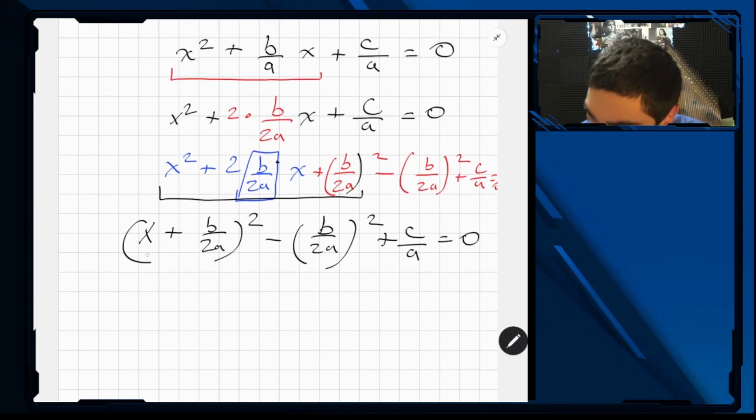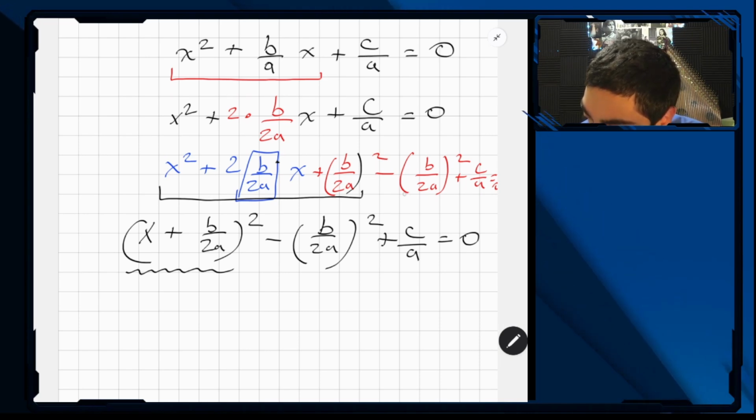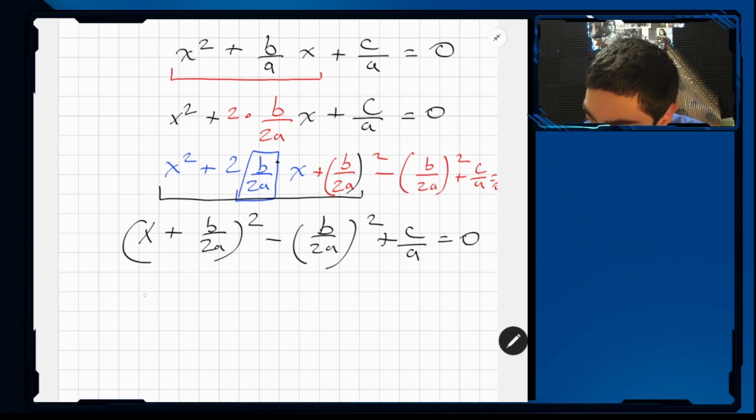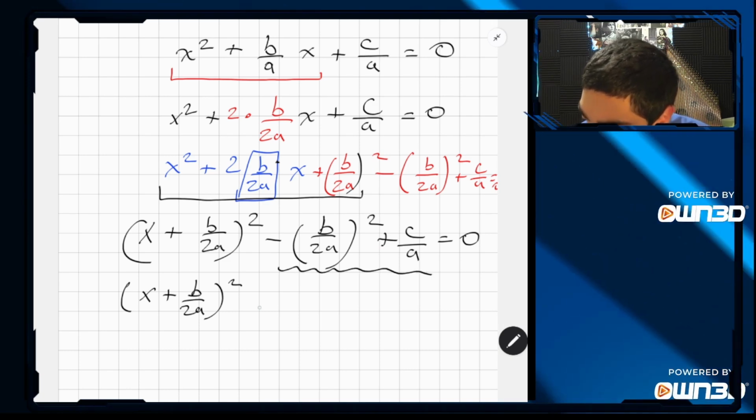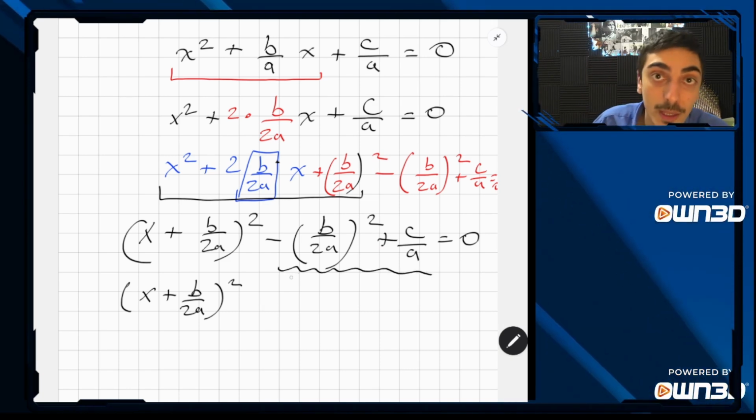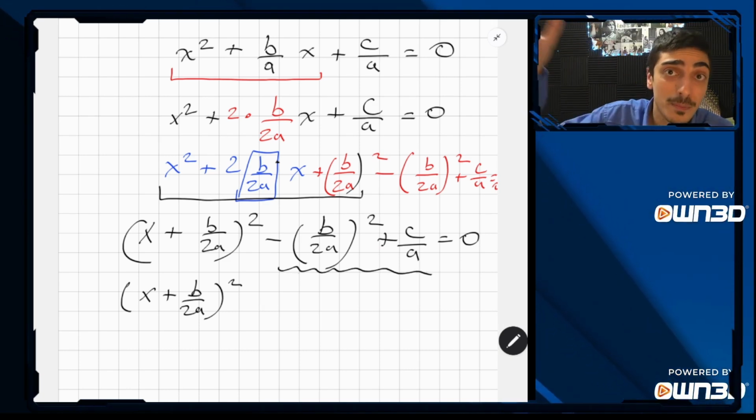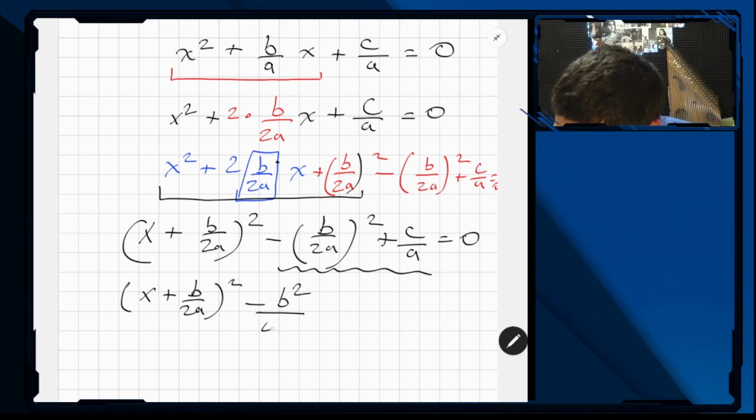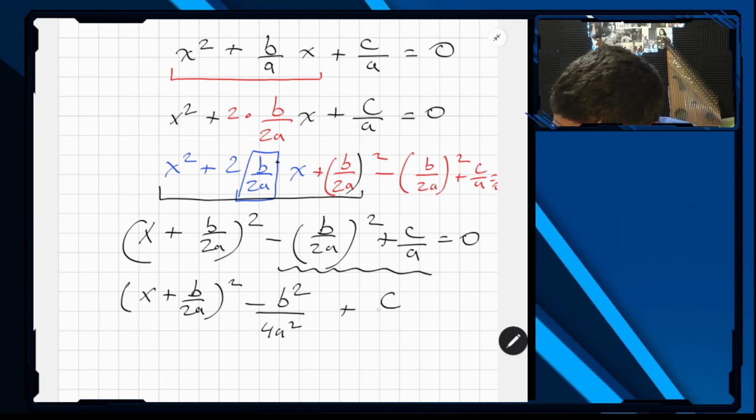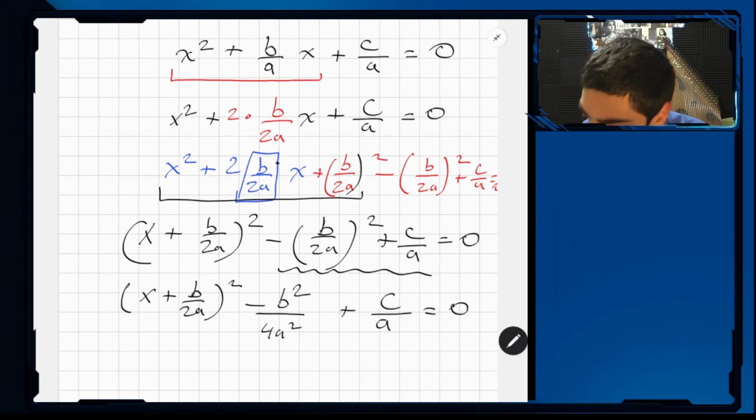Okay, so these 3 terms, they group up, they make this, and then these 2 here, they make 0. Now, this I'm not gonna touch again, because I worked very hard to get this. However, here, I have work to do. What's b over 2a, the whole thing squared? Well, it's a fraction, so you gotta raise the numerator and the denominator to the powers. So this is minus b squared over 4a squared plus c over a equals 0.